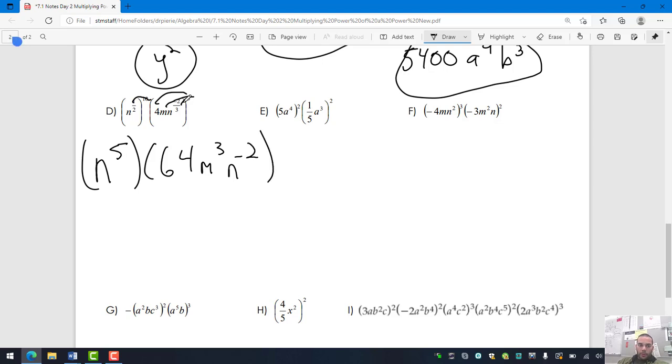Okay, clean this up a little bit. I'll start with the numbers. 64 is in front. n to the 5th times n to the -2nd. Add the exponents, 5 plus -2 should give me n to the 3rd. And then I'll have m to the 3rd.